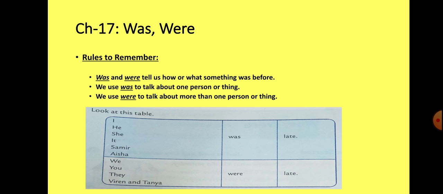Now look at the second row. We were late. You were late. They were late. Viren and Tanya were late. Now see here, all the subjects, we, you, they, Viren and Tanya, are plural because Viren and Tanya are two people here. So that's why we are using were with it. So this is the difference children. You have to remember it well.